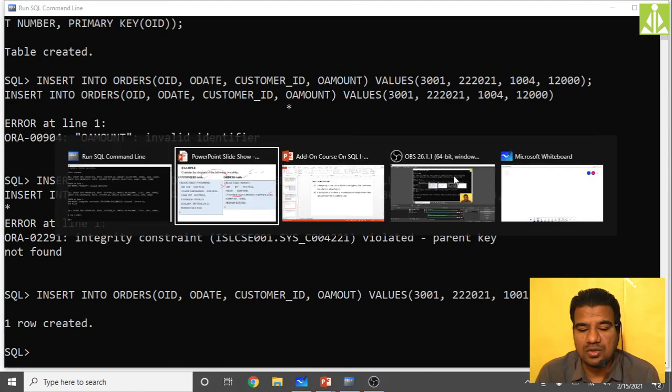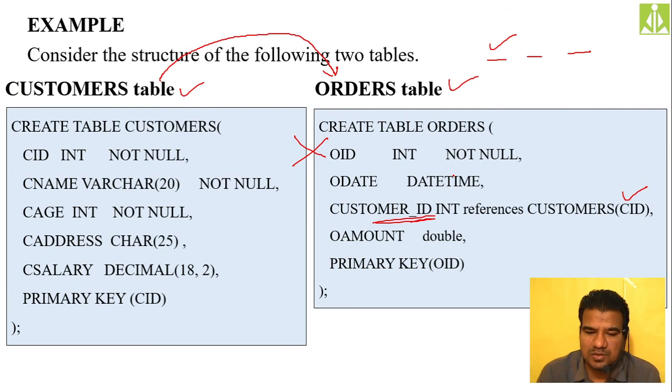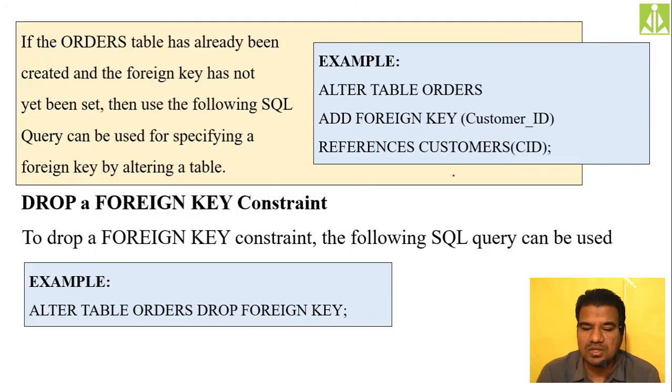So quickly go and see. We discussed how giving a customer ID entry which is not there in the customer's table will raise an error, and that we have also seen. If both the tables are already existing and you don't have the foreign key between them, then using the alter table command you can impose the foreign key.